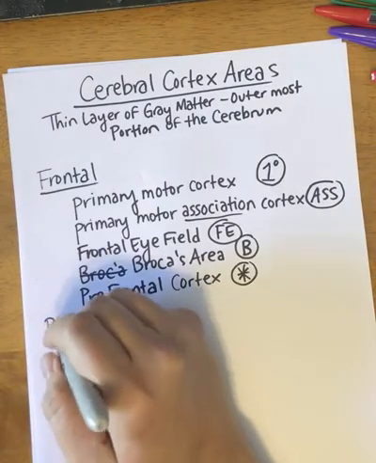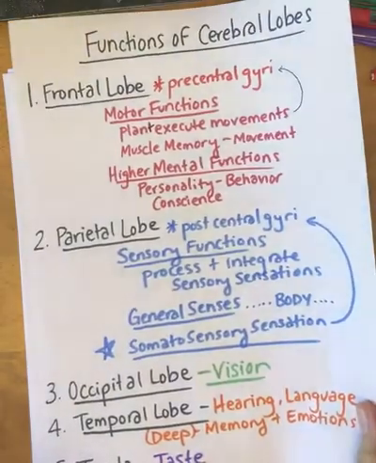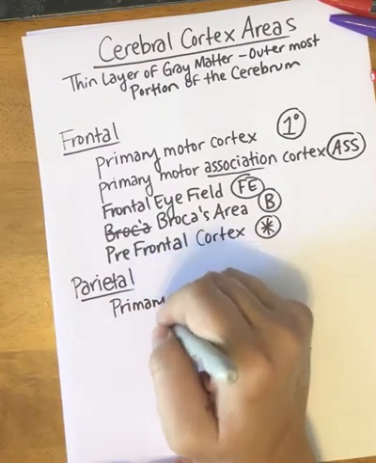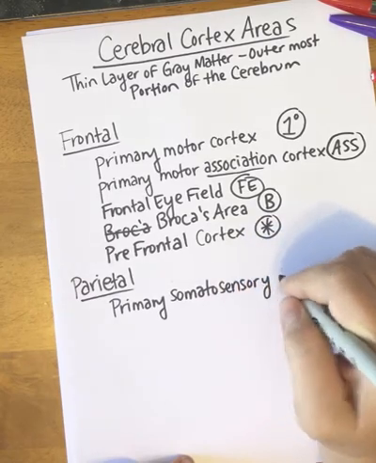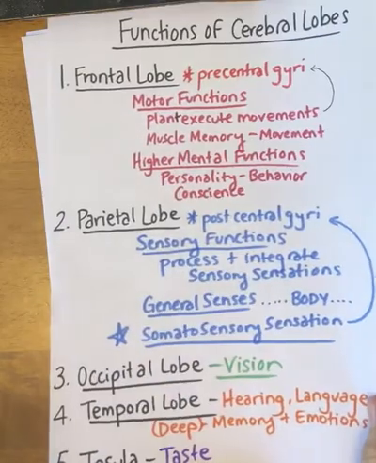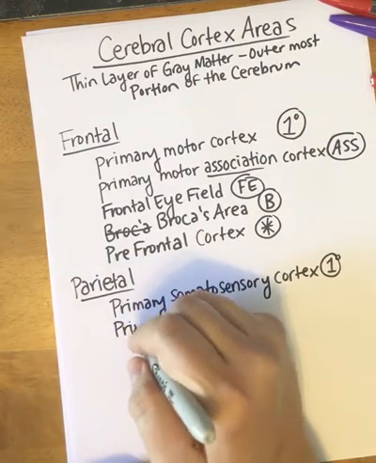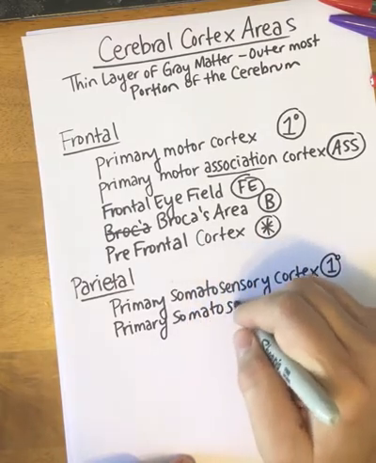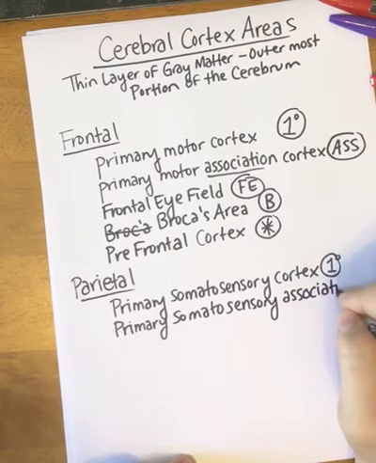Now, the parietal lobe is going to be involved with somatosensory. So we're going to have a primary somatosensory cortex area. That is in the parietal lobe, so that would be in the postcentral gyri. You'll see me draw a 1. And then you're going to have your primary somatosensory association cortex. Again, association is associated with memory.